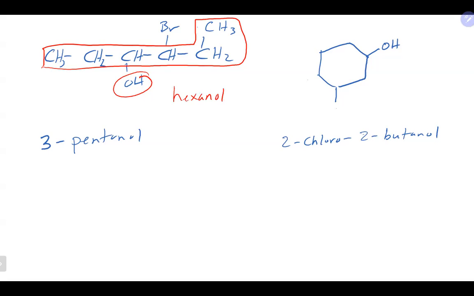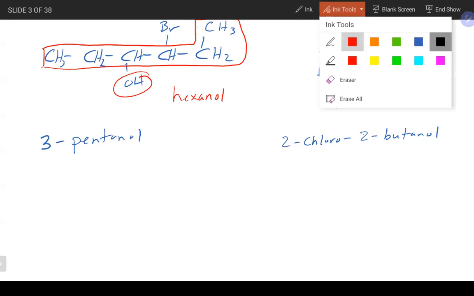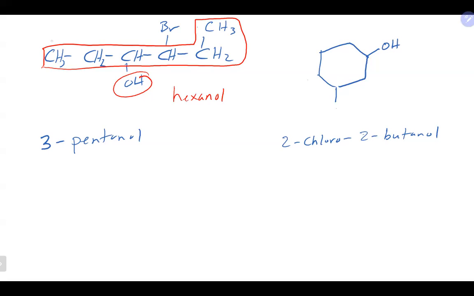We do need to give the location of where the OH group is. And again, we want to give it the smallest number, which means we should number, in this case, left to right. That would give us 1, 2, 3, 4, 5, and 6. If you went the other way, the OH group would end up with a 4, and so that would be larger. So this is 3-hexanol. Again, the 3 is where the OH group is located.